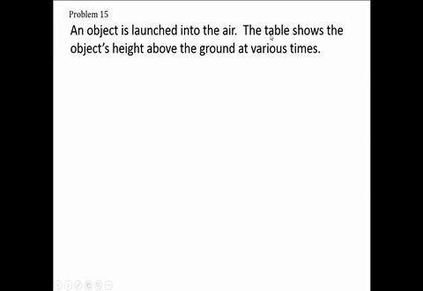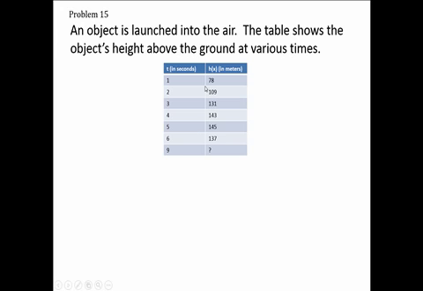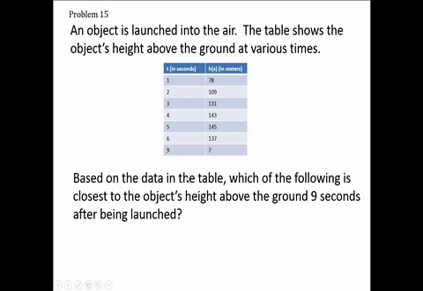An object is launched into the air. The table shows the object's height above the ground at various times. There's our table. Based on the data in the table, which of the following is closest to the object's height above the ground 9 seconds after being launched? And we have four possibilities here.